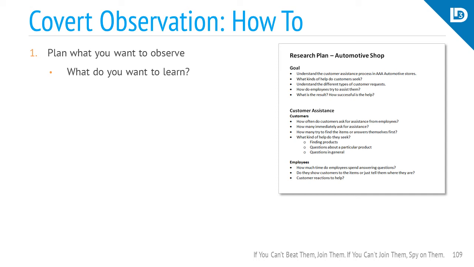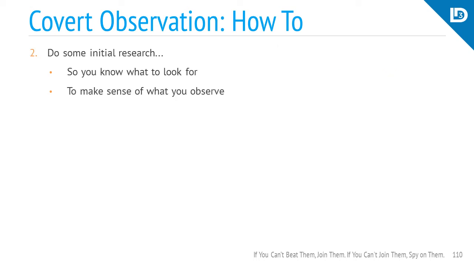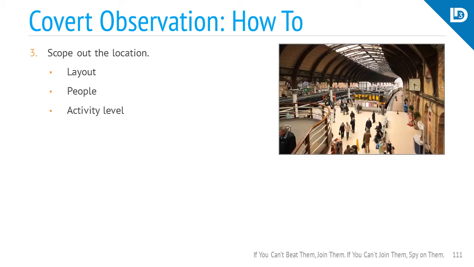So you want to do some initial research again on the domain, the users, their tasks, see what kind of information is already out there, has been published. So you really know what to look for and what's important to focus on when you go out there. And then also to make sense of what you observe, so that you have some background information about maybe the common issues or common problems that people face. So you know to look for those things and you can kind of understand what people are doing and why they're doing what they're doing.